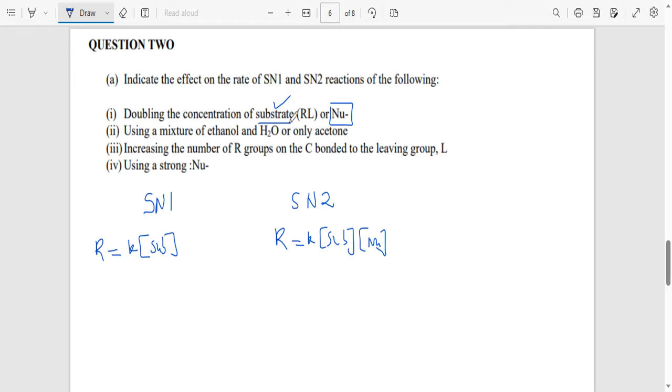If we go to SN2, if I double the concentration of the substrate, the rate is going to double. Or if I double the concentration of the nucleophile, the rate is still going to double. For the next one, what is going to happen?